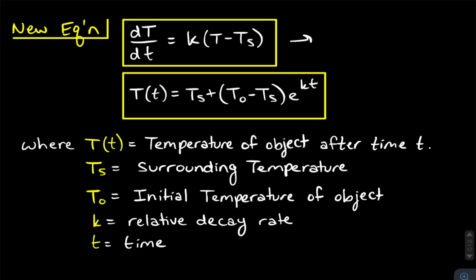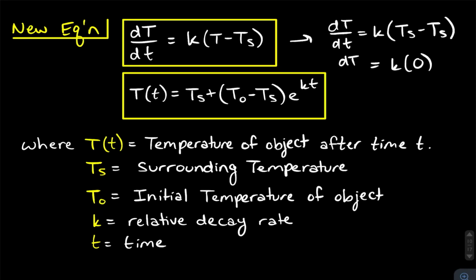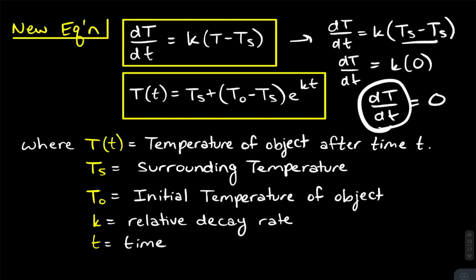So, let's think about it. Let's say that now our temperature is the surrounding temperature. Well, then dT/dt would be k times Ts minus Ts, where Ts is the new temperature of the coffee cup, the surrounding temperature, the temperature of the snowbank surrounding the coffee cup. Ts minus Ts is going to be 0, and so we would get that dT/dt would equal 0. And that would make sense. Again, there shouldn't be any change in the temperature if it's already matching the surrounding temperature.